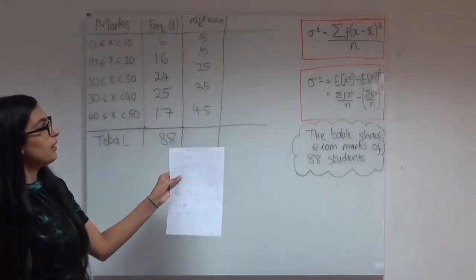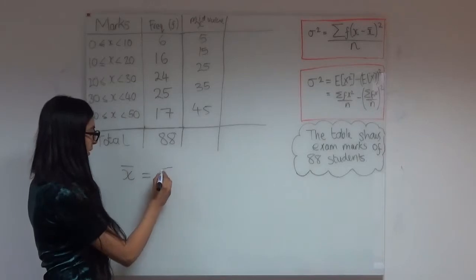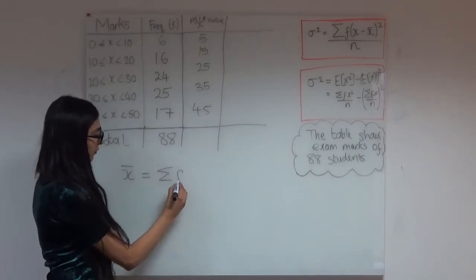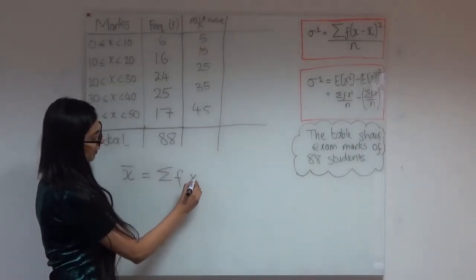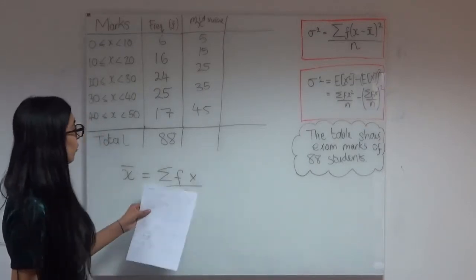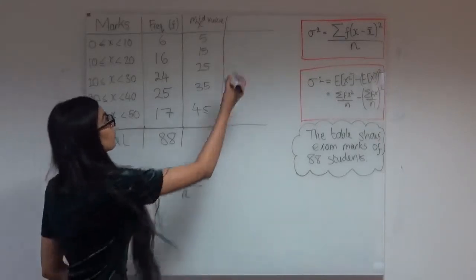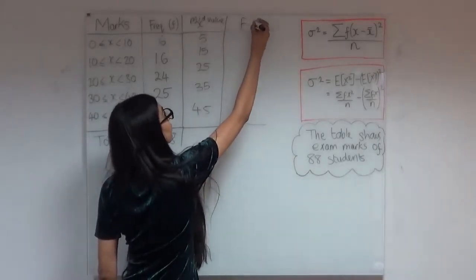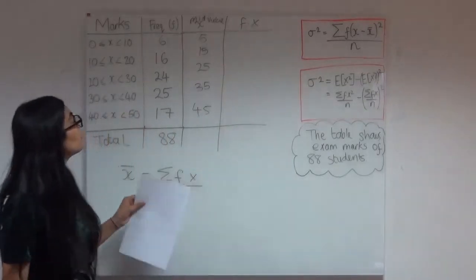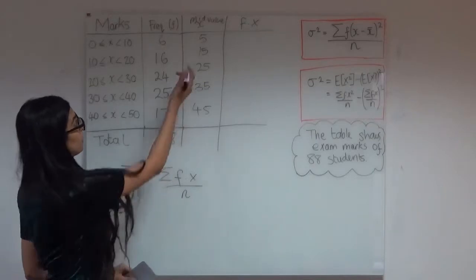To work out x bar, we need to remember that this is the sum of the frequency multiplied by the x value, all over n. So we need another column for f multiplied by x. This is the frequency multiplied by the class mark, which is the mid value here.